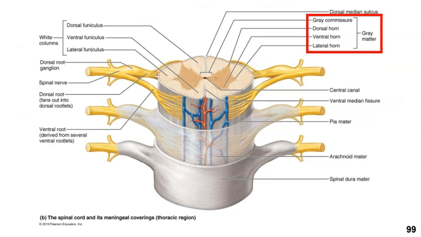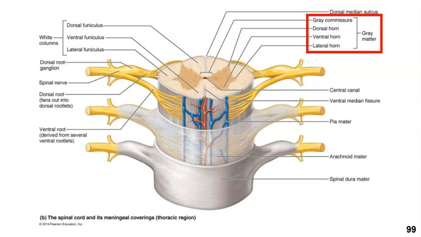Internally, the gray matter horns are where the sensory processing and motor commands are issued from. The patch of gray matter that's closest to the posterior side of the spinal cord is called the dorsal horn. Meanwhile, the gray matter that's closest to the anterior side is called the ventral horn.